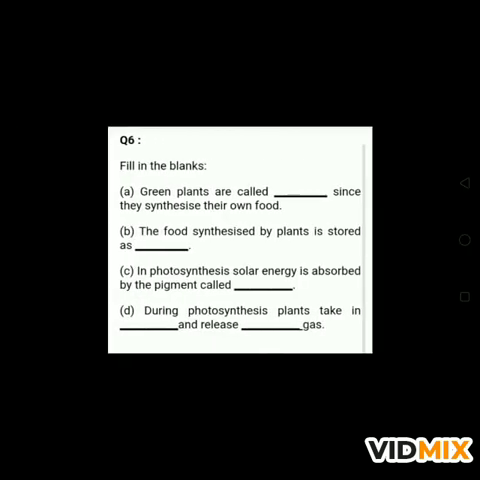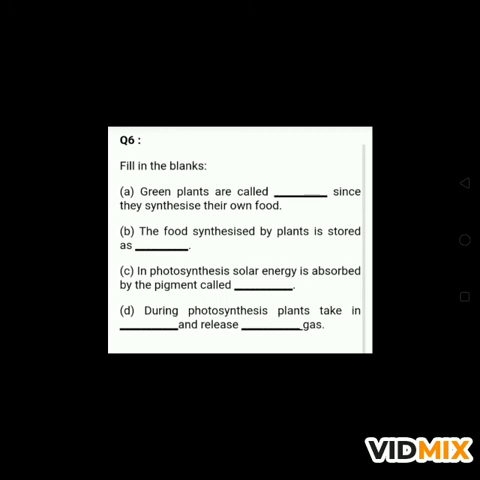Moving on to question number 6, that is, fill in the blanks. The first one is: green plants are called dash since they synthesize their own food. Green plants make their food themselves, so they are generally autotrophs. So the answer will be autotrophs. The food synthesized by plants is stored in the form of starch. In photosynthesis, solar energy is absorbed by the pigment present in the leaves of the plant called chlorophyll. So the answer will be chlorophyll.